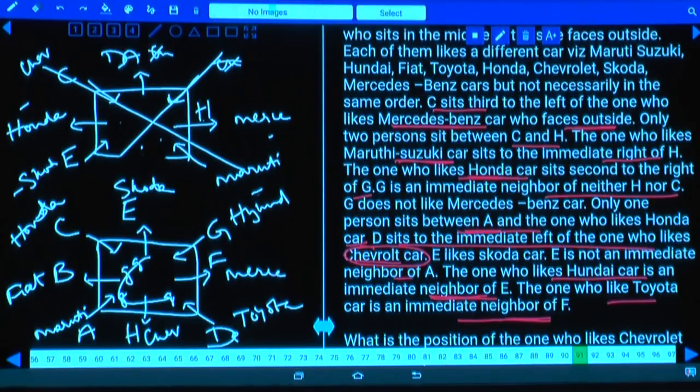Hence 8 persons are seated around a square table, 4 towards the center, 4 away from the center, and each of them likes a different car. And this is about question numbers 91 to 95. Then 91 to 95 done, then 96 to 100. First write down this final arrangement, then let us discuss 96 to 100.